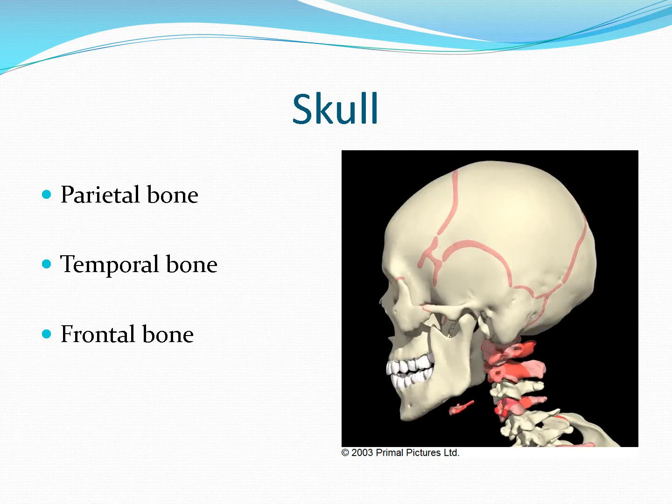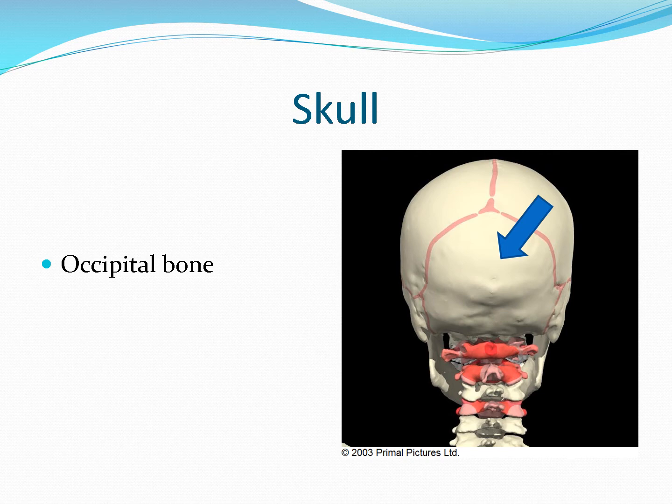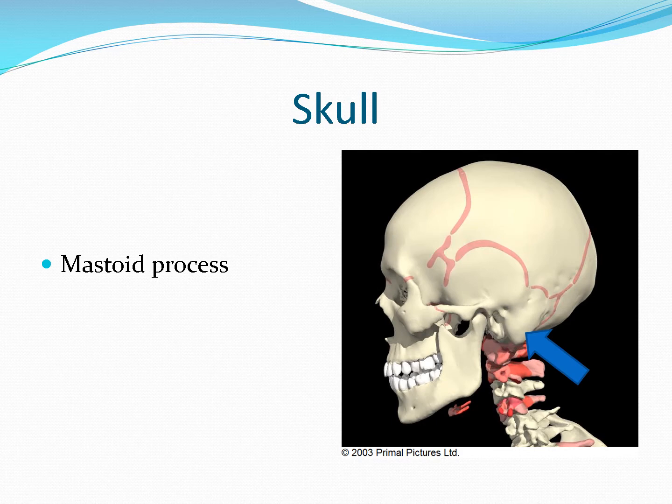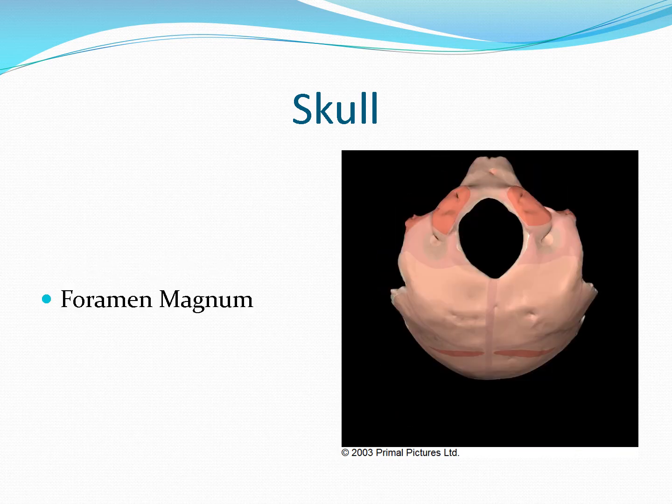A couple of things to review on the skull. We have the parietal bone, the temporal bone, the frontal bone, and then the occipital bone. And then at the base of the temporal bone is the mastoid process, and that's going to be an important point of connection for some of the muscles that we're going to talk about. The foramen magnum is a very large hole, obviously, where the information travels between the brain and the spinal column.